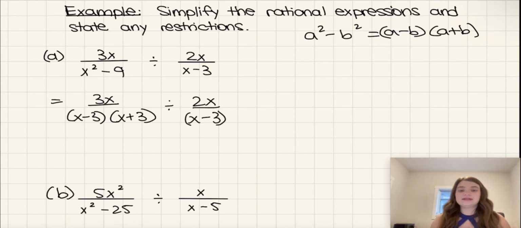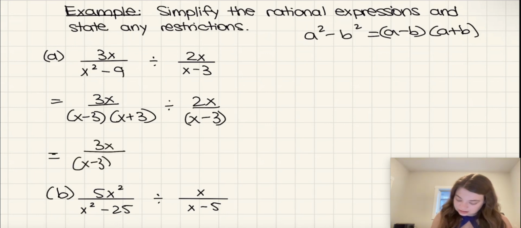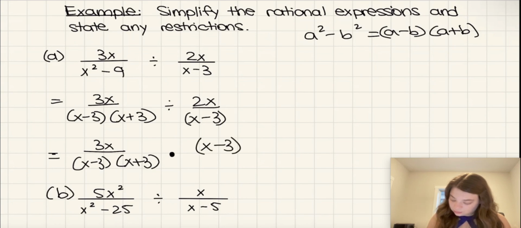Step two is we're going to divide as we would any fraction, which means that we're going to take the reciprocal of this second rational expression and then change the division sign to a multiplication sign. So our next step is going to be 3x over x minus 3, x plus 3, and then instead of divided by, it's going to be times x minus 3 over 2x.